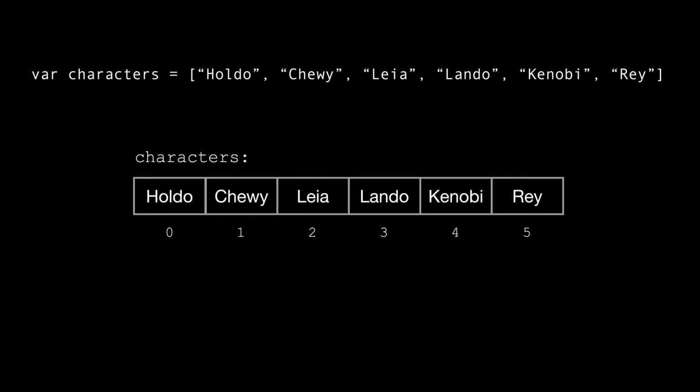And in arrays, remember from previous videos that we have indices or integers that are associated with each one of the elements here. So Holdo is at index 0, Chewy is at index 1, Leia is index 2, Lando has index 3, Kenobi index 4, and Rey index 5. So if we ever wanted to access anywhere in this array, we could say, what is characters at index 4? And that would be the string Kenobi. What is characters at index 1? That would be Chewy. Okay?